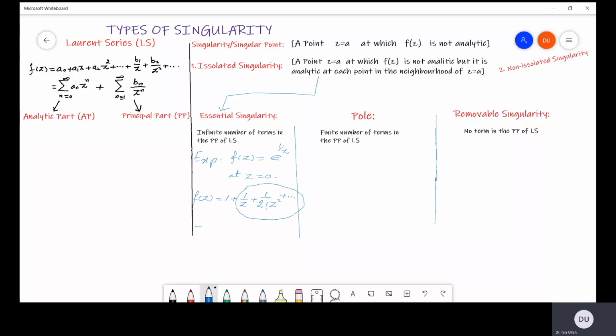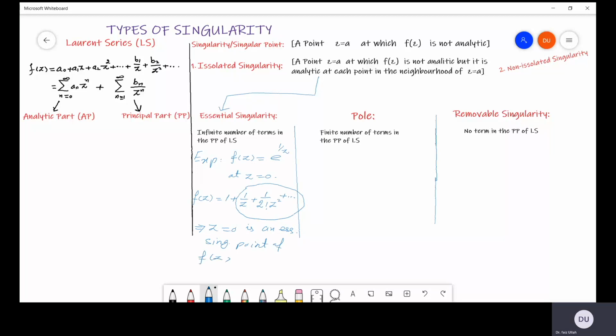So that is why z is equal to 0 is an essential singular point of the function f of z.